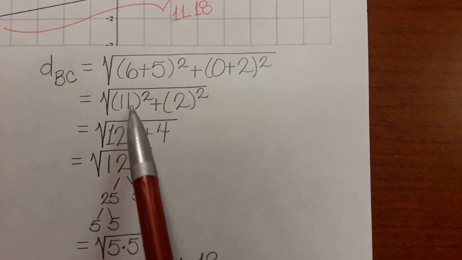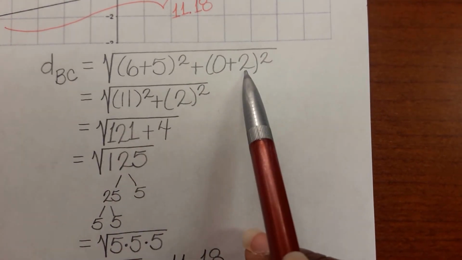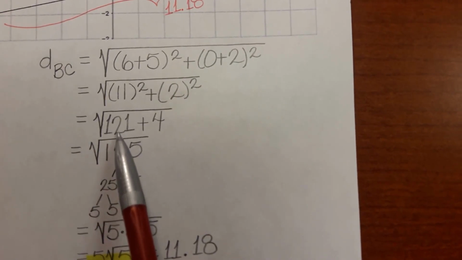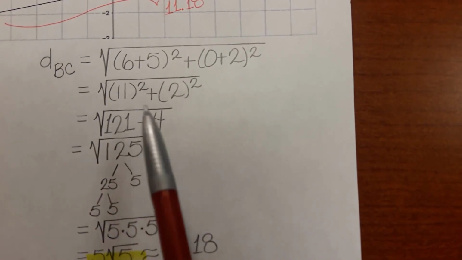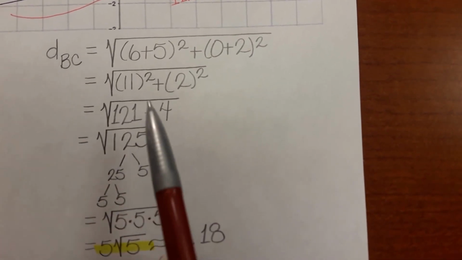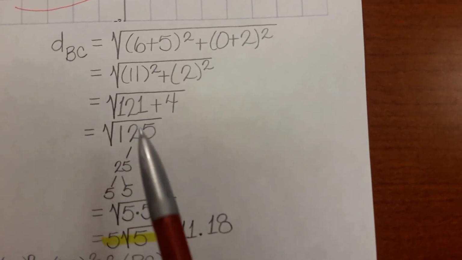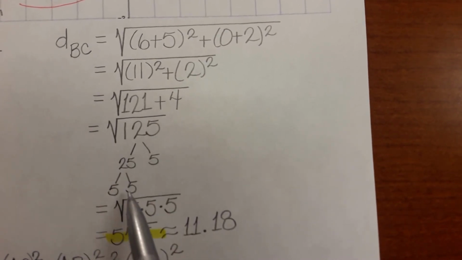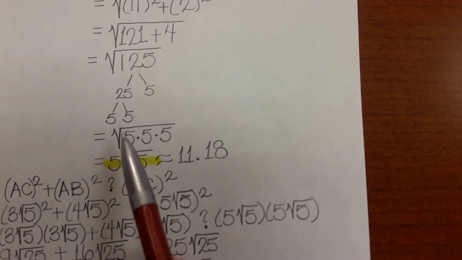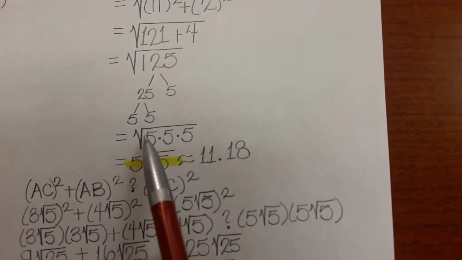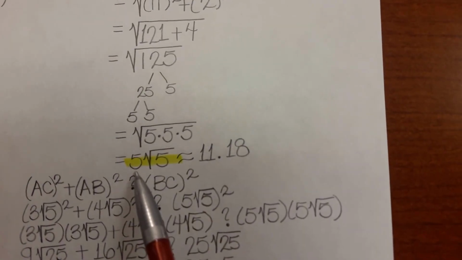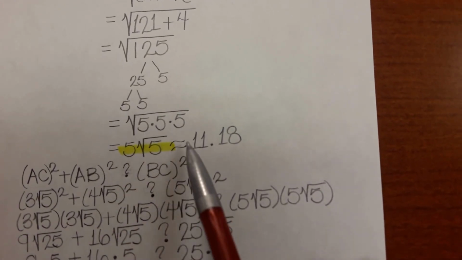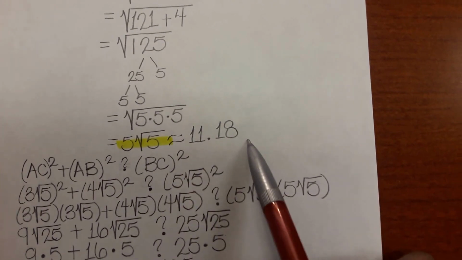6 plus 5 is 11. Then square it. Plus 0 plus 2 is 2. Square. 11 times 11 is 121. And 2 times 2 is 4. Add these up to get 125. And I want to do my factor tree again. So I know 25 and 5 is 125. And 5 times 5 is 25. I have 3 5s. I only have one set of 5s, so that comes out, but that third 5 stays in. When I key this in, I have approximately equal to 11.18.